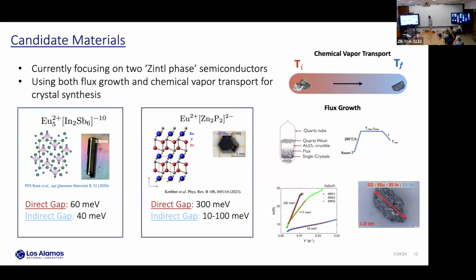We use two different growth techniques. A lot of R&D effort has gone into optimizing these growths, and I'm not the one that does the actual growing hands-on. But we use chemical vapor transport, where you basically crush up all the elements that you want in this crystal, put it in a quartz tube under vacuum, heat up one end, keep the other end cool, and through the magic of thermodynamics, you get a crystal on the other side.